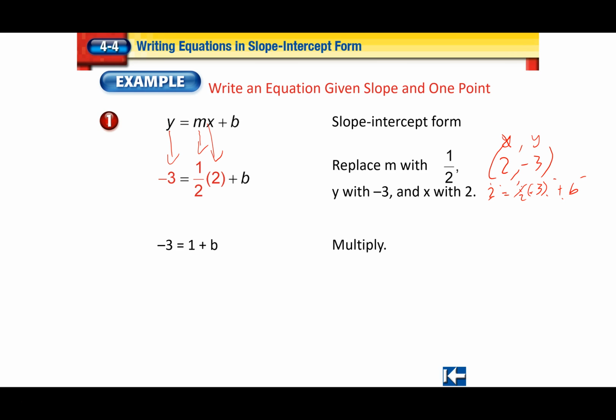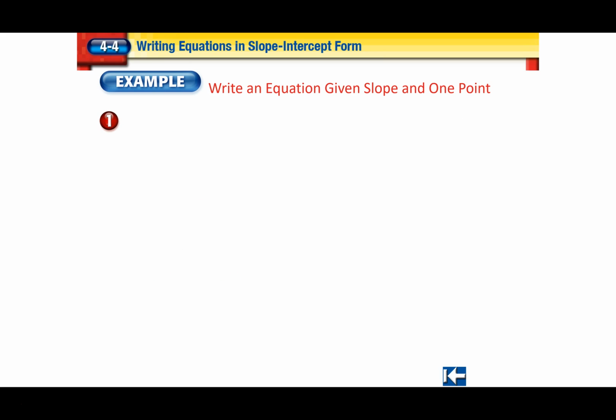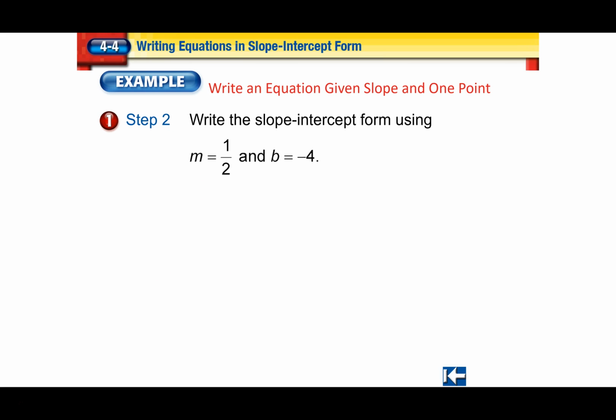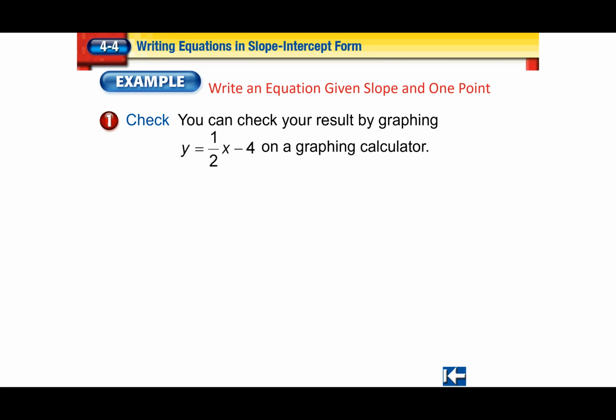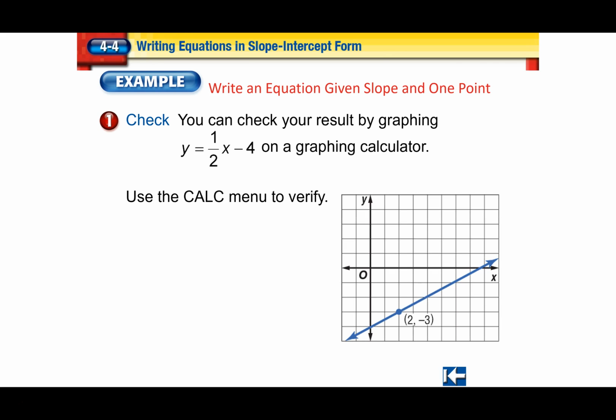So you multiply those out. You subtract 1 from both sides, and that leaves b by itself. So now we can write our equation. We need to write slope-intercept form using the slope that was given to us, and the intercept that we found. So we take our slope-intercept form, substitute the things in, and that would be the equation they were asking for. You can also check it on a graphing calculator, using the calc menu, but we don't have those fancy graphing calculators, so we'll move on.